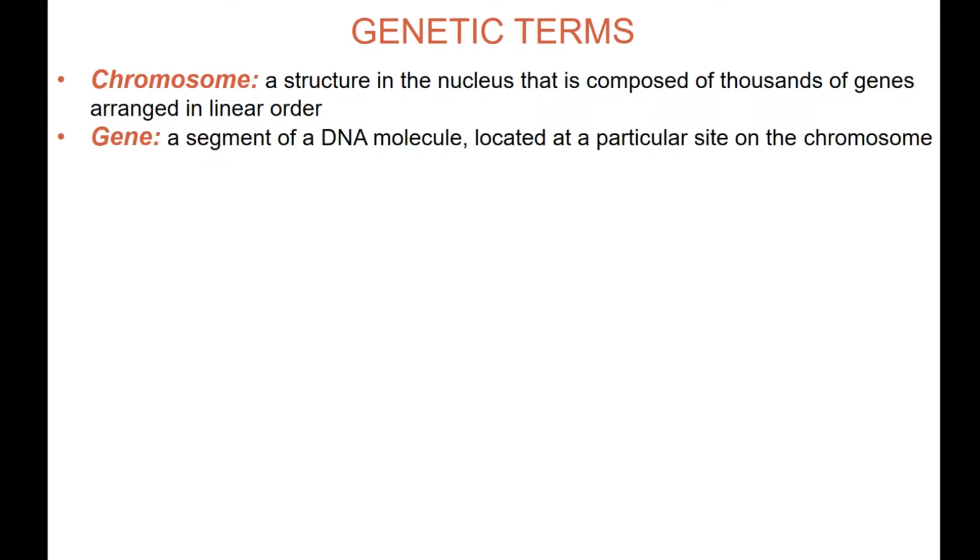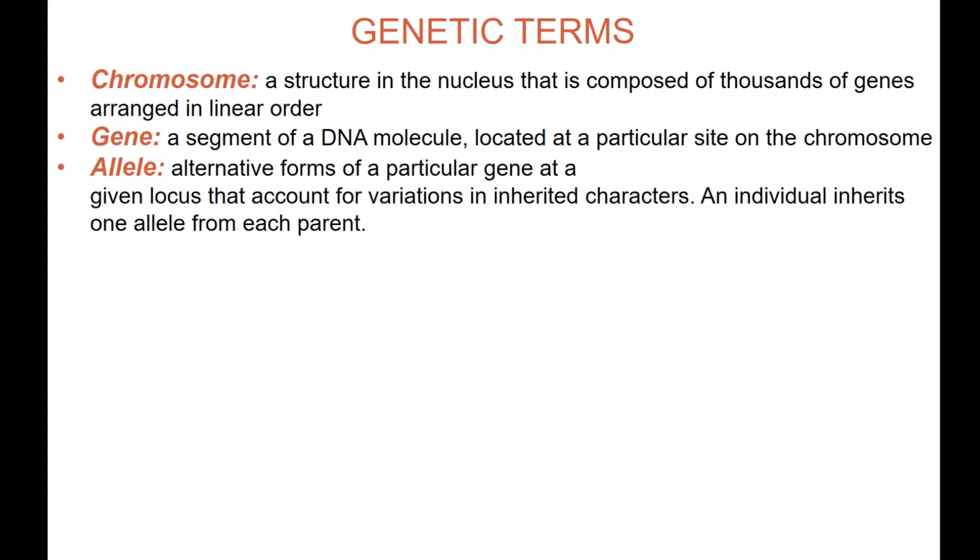What's a gene? A gene is a segment on the DNA molecule that is located at a particular site of the chromosome. Don't forget, one single gene is going to be coding for one single protein. You inherit a defective gene, you will make a defective protein, and this is nothing but a disease. Allele is the copy of the gene that came either from your father or from your mother.